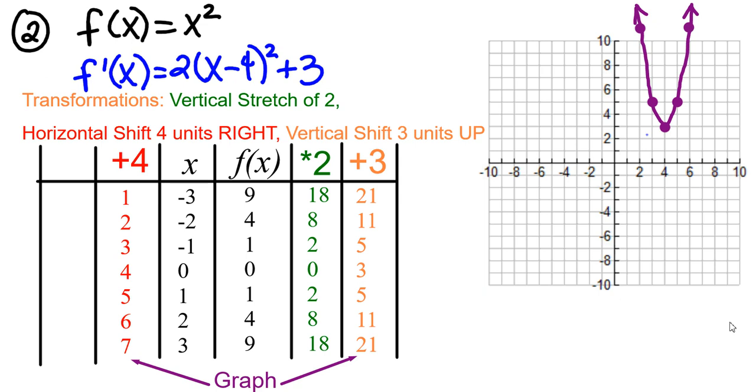Again, we can look for identifying features, most importantly the vertex for this, and our vertex we can see is at (4, 3). Look for any intercepts. We can see we won't have any x-intercepts for this function because we shifted it up away from the x-axis. We know that we will have a y-intercept eventually. We just don't know where it's at, but we could calculate it because we have the equation by putting the input of 0 in to see what we get out.